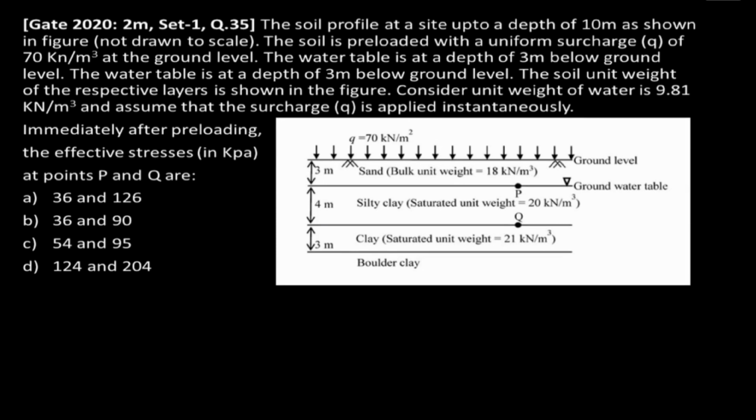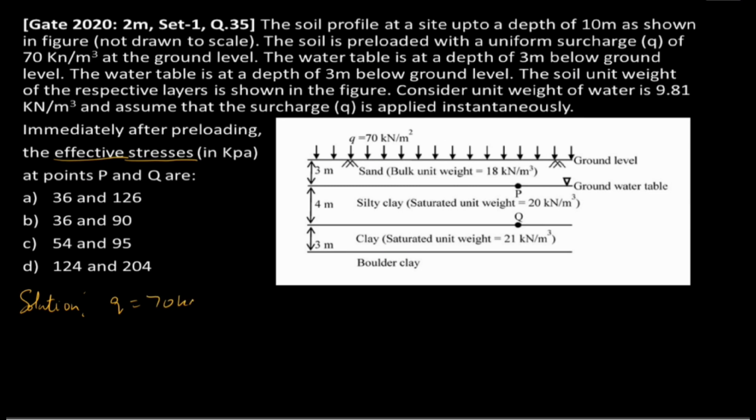If you see this question, it's a kind of direct question where they have asked us to find out the effective stress at points P and Q. So we'll directly write out the solution because the given data is already there in the diagram. So the surcharge Q is equal to 70 kilonewton per meter square.